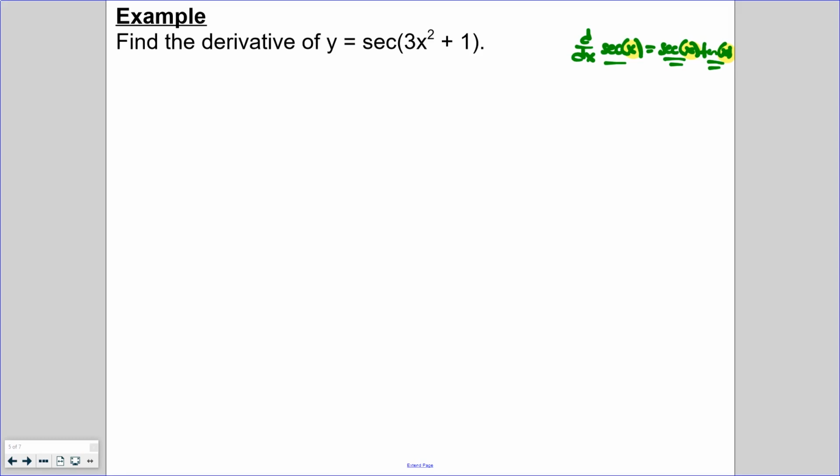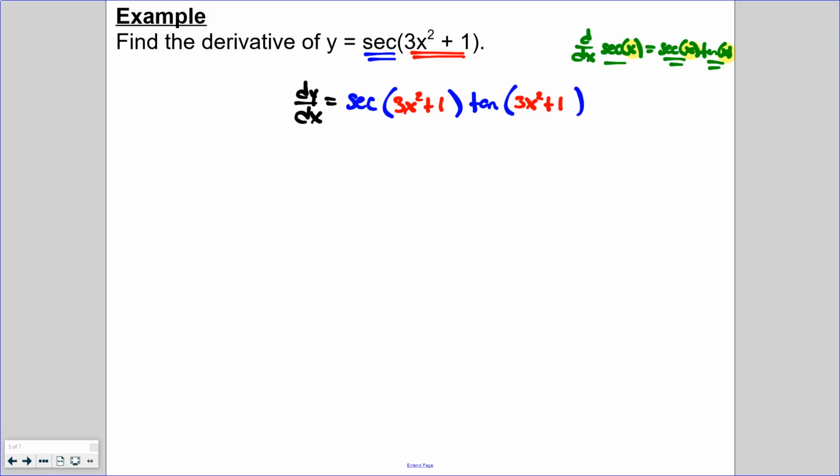Alright, so let's see, the derivative of y, let's just use some different notation here. Let's use dy over dx is equal to. Well, in this question, it's pretty easy to see that the inner function is 3x squared plus 1, and we've already talked about the outer function being secant. So, the derivative of secant, as we said, is secant of the inside times tangent of the inside. And now we need to put the 3x squared plus 1 in both of these trig functions. And again, that is a mistake that is commonly made. Folks just sometimes like just to put x in there and forget about the inside entirely.